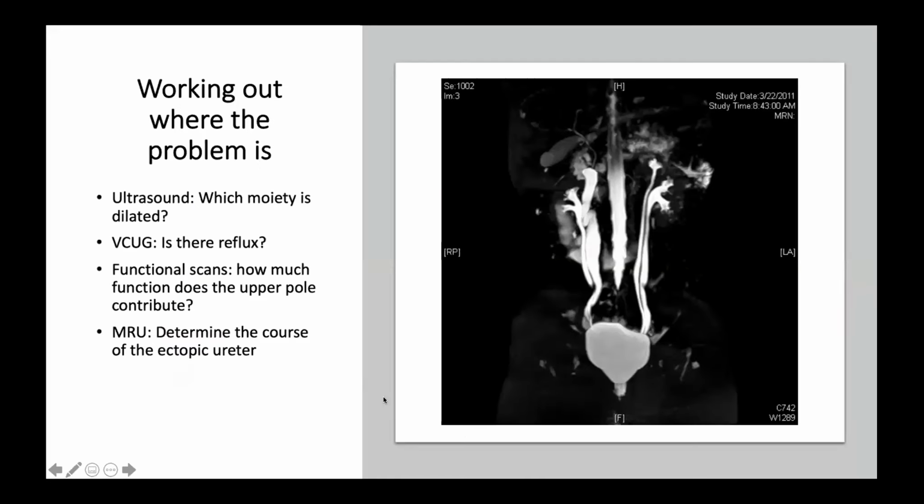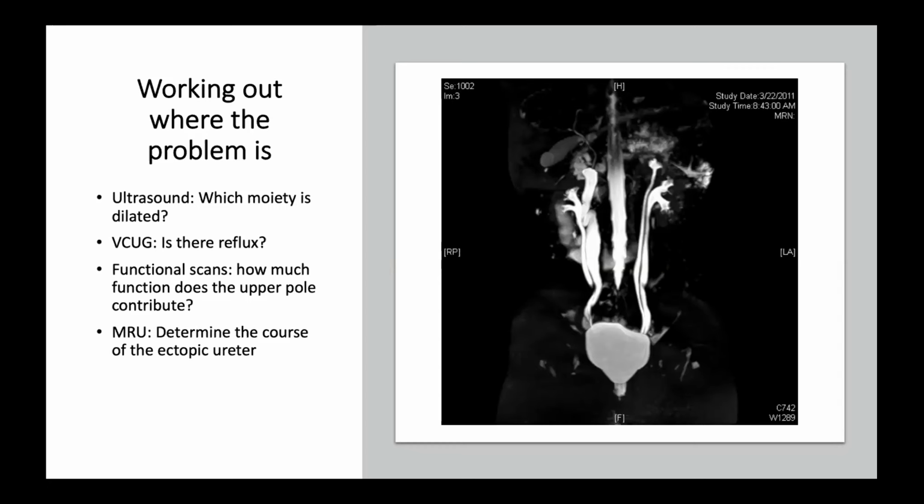So like I said, when you do have a problem, usually an infection in a duplex system, you need to work out where it is. So the ultrasound starts off by telling you which moiety is dilated. Is it the upper moiety, the lower moiety, or both? The VCUG, we'll look at some pictures now, tells you if there's reflux, and both the ultrasound and the VCUG can help you identify your ureterocele.